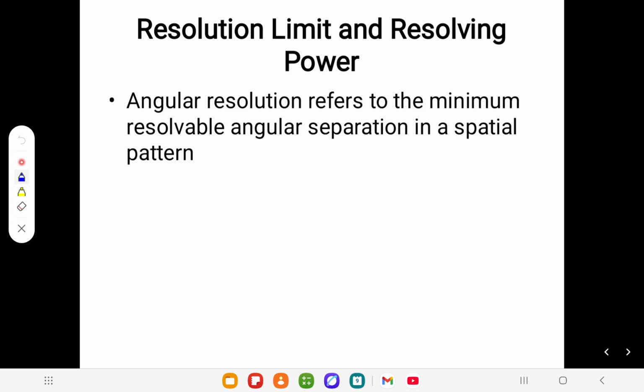So angular resolution refers to the minimum resolvable angle, which sometimes comes as MAR, minimum angle of resolution, isn't it? Separation of spatial pattern. So minimum resolvable angular separation in a spatial pattern. Spatial pattern means, what is spatial? In a space, isn't it? What is temporal? In temporus, which means in time.